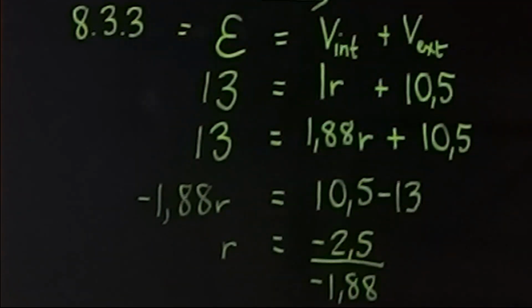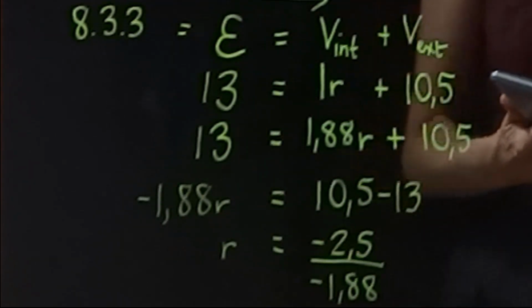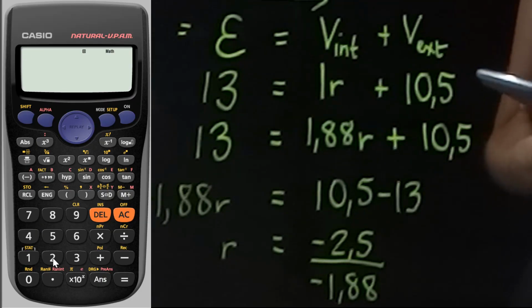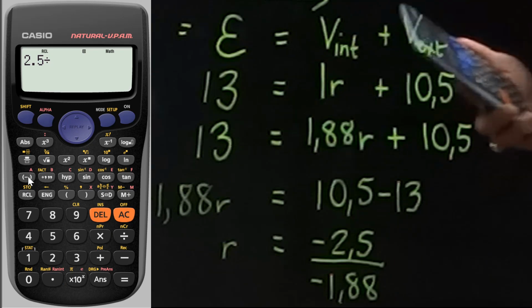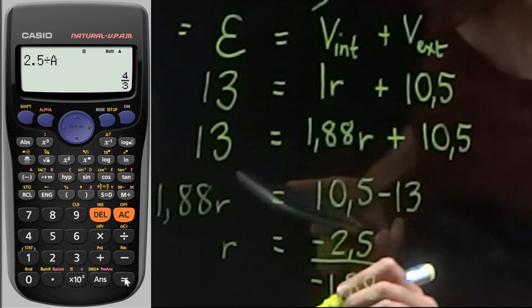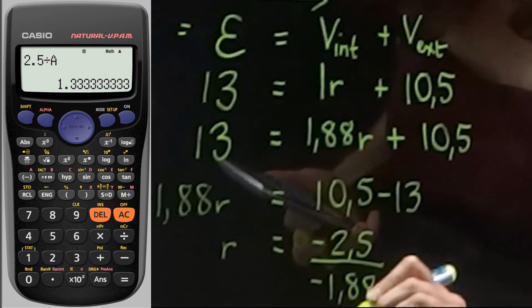Again, it's not really 1,88. Let's use the full number. 2,5 divided by recall A, and we get 1,33 recurring. 1,33. What are we speaking about?